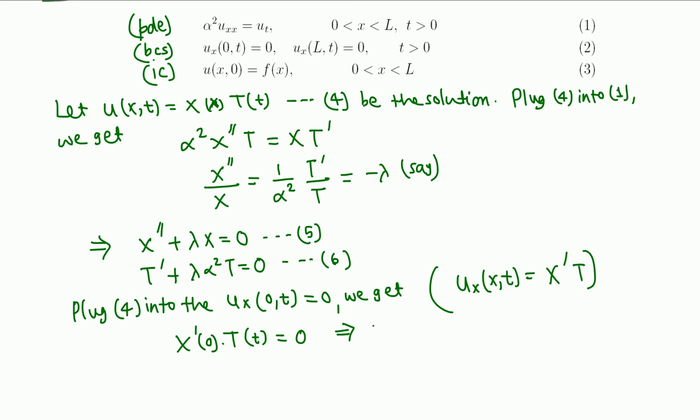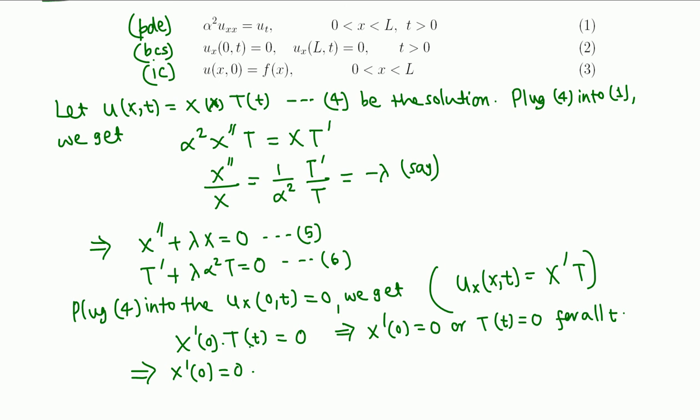That implies either X prime(0) equals 0 or T(t) equals 0, and this is for all t. But T equals 0 for all t means our solution u will be a trivial solution, because if T is 0 all the time, for all t, then u becomes 0. But X prime(0) equals 0 is just from one point, so this is not bad. So this implies X prime at 0 equals 0.